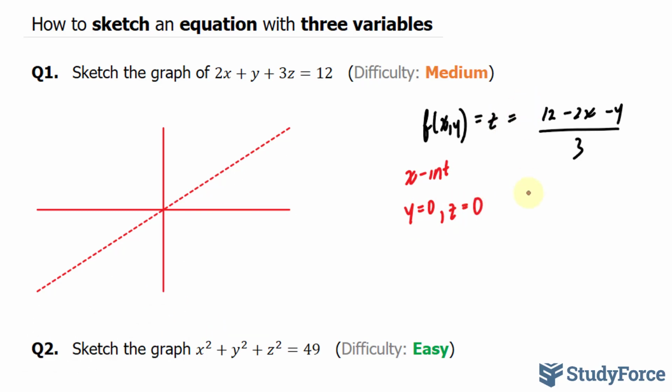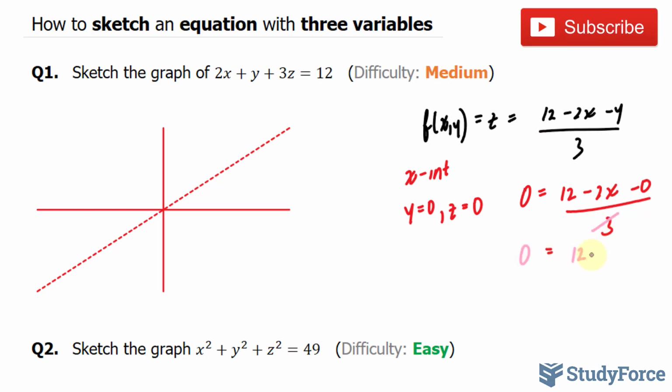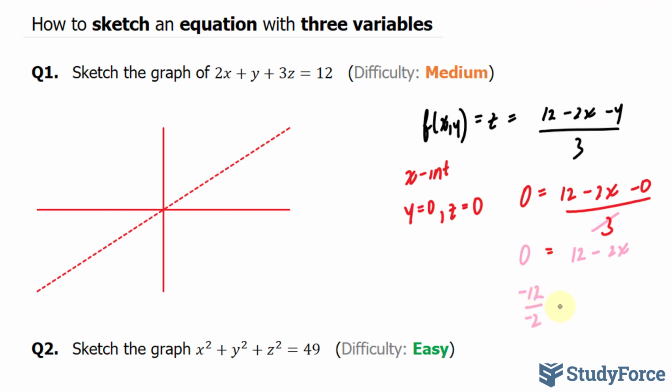If I substitute 0 into here, this becomes 0 is equal to 12 minus 2x minus 0, over 3. Multiplying both sides by 3 clears the denominator, where we have 0 equals 12 minus 2x. Bring that 12 over, minus 12 divided by negative 2 gives us what x is equal to, and that's positive 6. Therefore, we have a point at 6, 0, and 0. Let's go ahead and plot that. I'll call this my z-axis, this my x, and this my y. So my first point will be at 6, 0, and 0.